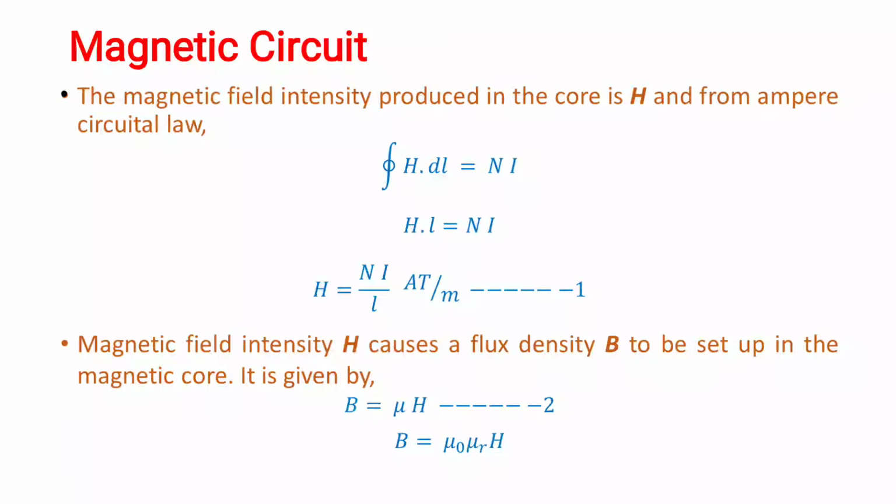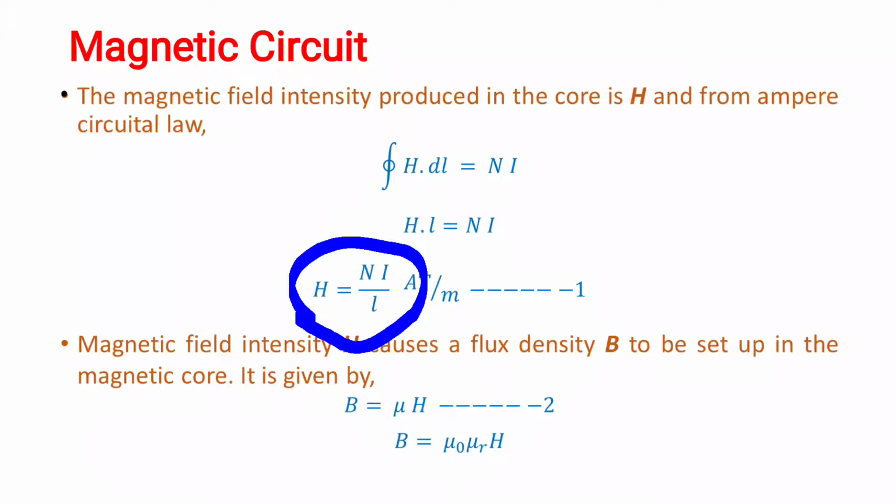As a small revision, this is what we have seen in your last class: magnetic field intensity H, B and flux. That is what we have derived in the magnetic circuit topic. So see here, H is equal to Ni by L. So remember all these terms in order to solve problems.